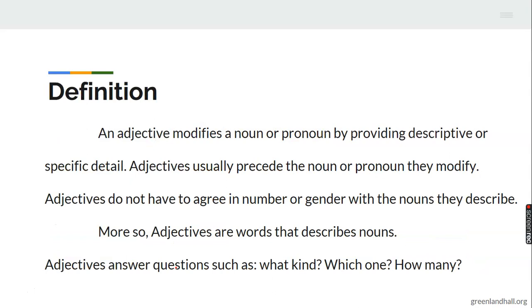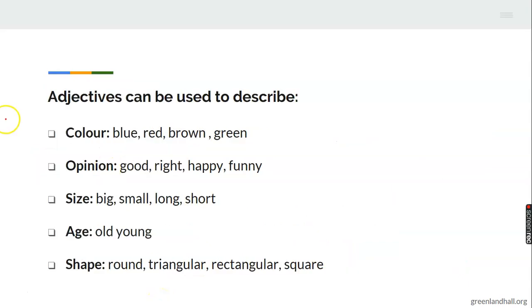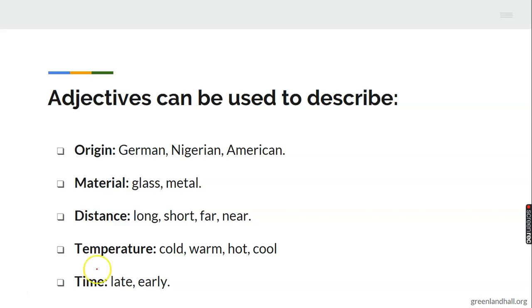Let's see what an adjective is. An adjective modifies or qualifies a noun or a pronoun by providing descriptive and specific details. They can describe them in various forms. It can be in color form, it can be in opinion form, you can see examples in front of them. It can be in size form, age form, shape form. Then it can also be in origin form, like Italian, telling you the source.